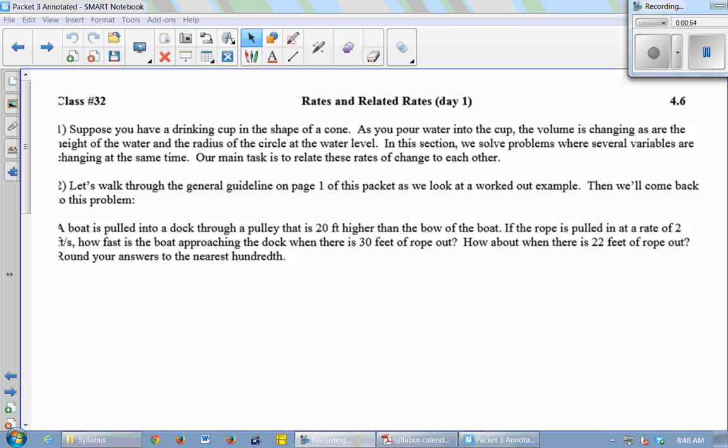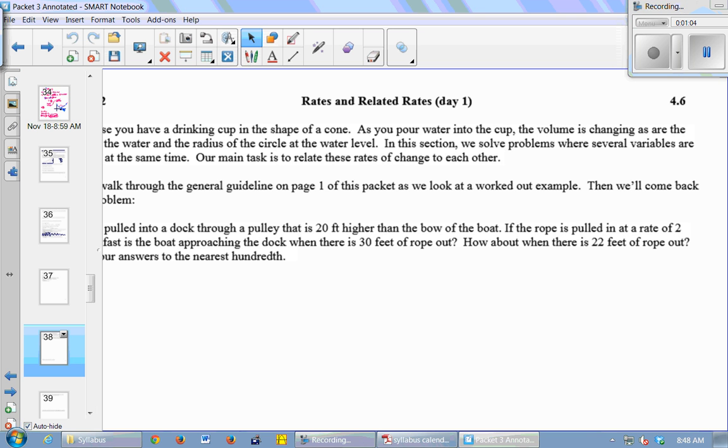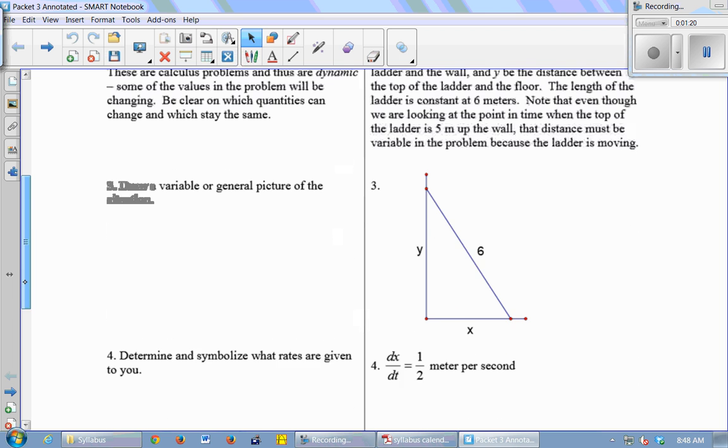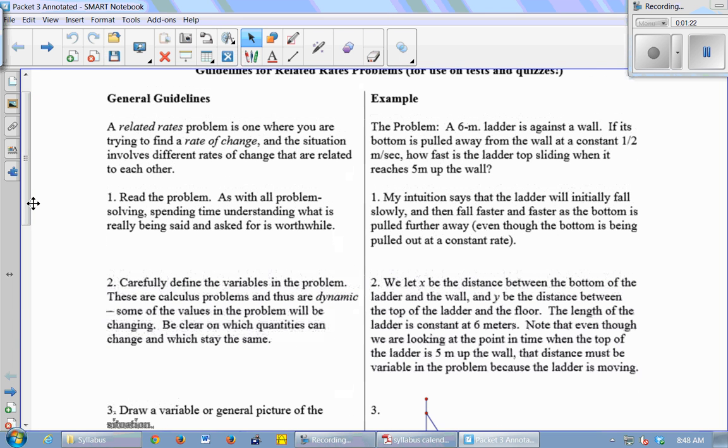So on the first page of this packet, we have a worked out example, and then we'll come back and do some new examples. But the first page of this packet has a worked out related rates problem. And you are allowed to use this as a reference sheet when we take a quiz on related rates next week and on your test. So on the left are some general guidelines, and on the right is an example doing the general guidelines.